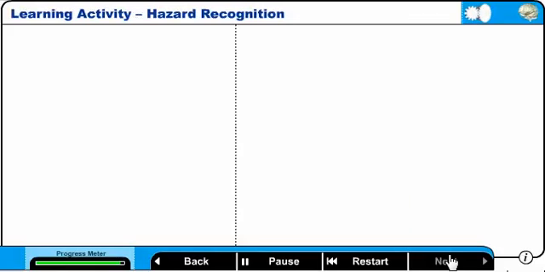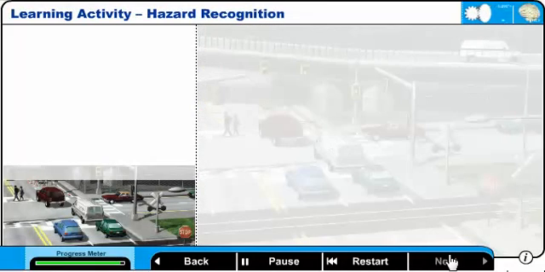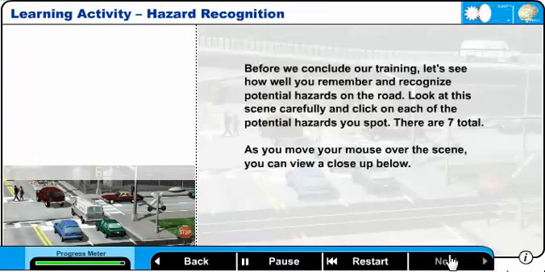Learning activity. Hazard recognition. Before we conclude our training, let's see how well you remember and recognize potential hazards on the road. Look at this scene carefully and click on each of the potential hazards you spot. There are 7 total. As you move your mouse over the scene, you can view a close-up below.